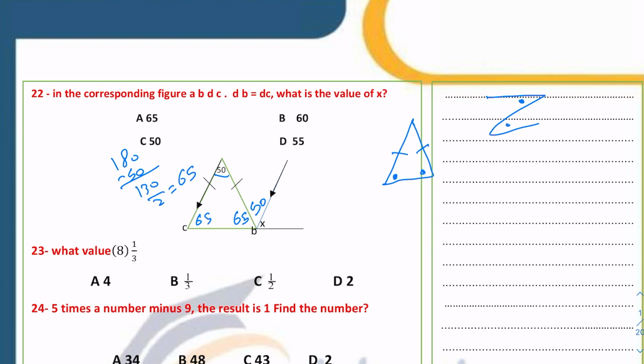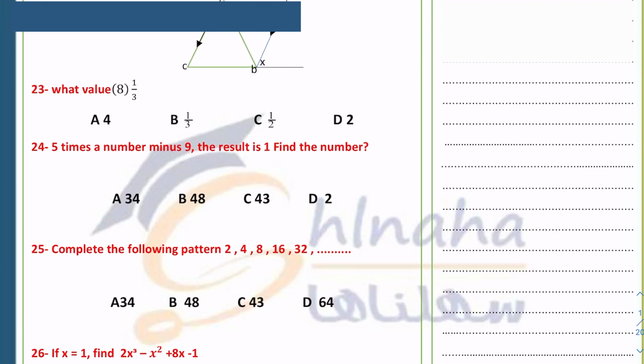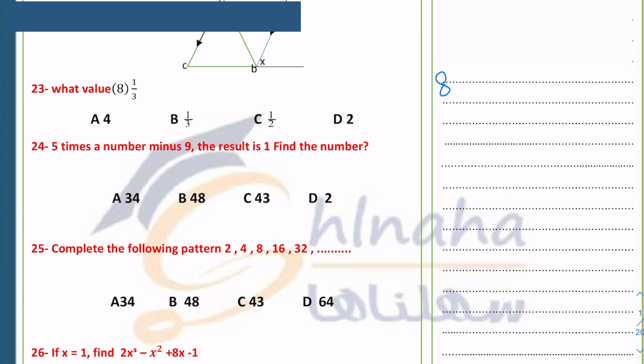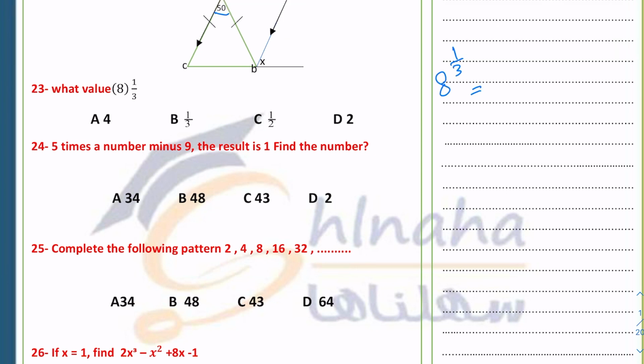Now, how can I find angle x? I can add 50 plus 65, which will be 115. Minus 180 will be 65 also. So the answer will be 65. Let's take the next question. What is the value of 8 power 1 over 3? Now, if you have a power as a fraction, that means that we have a radical. Cubic radical 8, which is 2, because 2 power 3 will be 8. Let's take the next question.